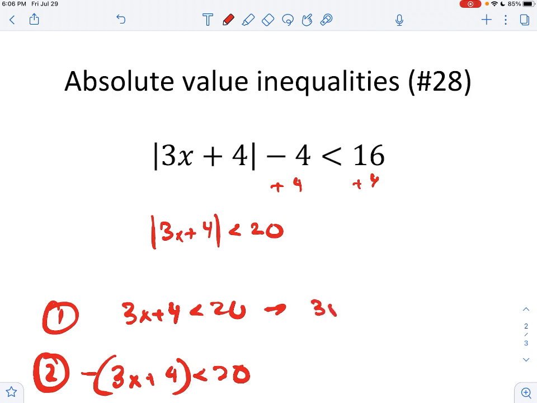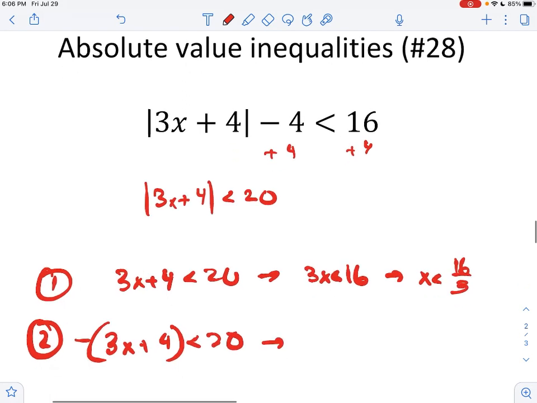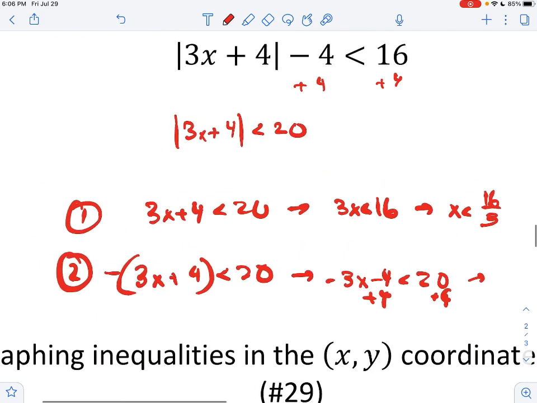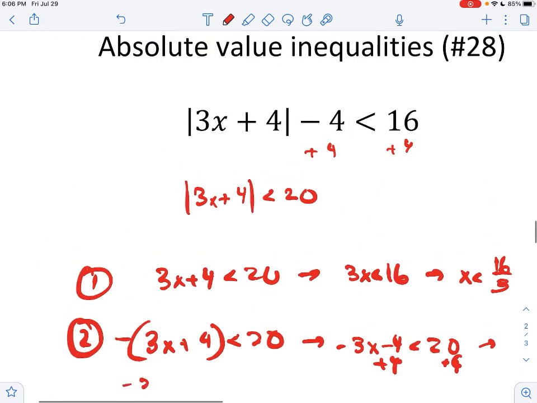So this turns into 3x is less than 16. X is less than 16 over 3. This turns into negative 3x minus 4 is less than 20. Add 4, add 4. We get negative 3x is less than 24. So we get x is less than negative 24 over 3. We also have to flip the sign because it's dividing by a negative 3. So it turns into x is greater than negative 8.